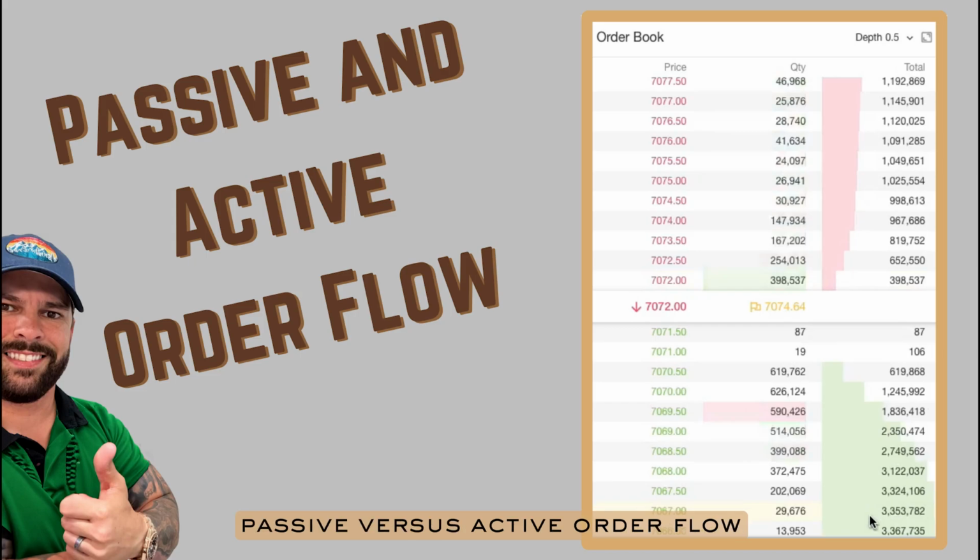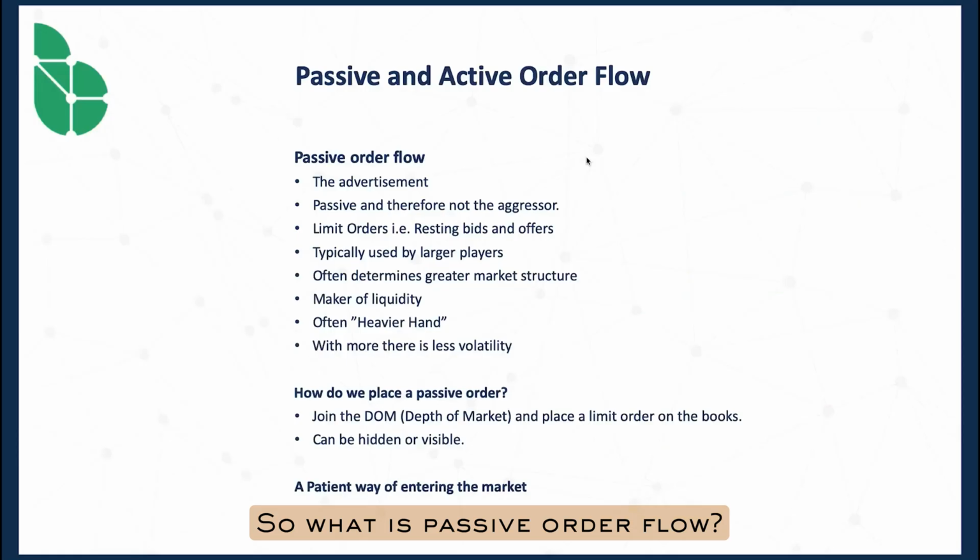In this order flow roadmap series, it's going to be a short video on passive versus active order flow. And if you've been a BlockRoots member for quite some time now, you've likely heard me refer to these two terms quite frequently. So what is passive order flow?